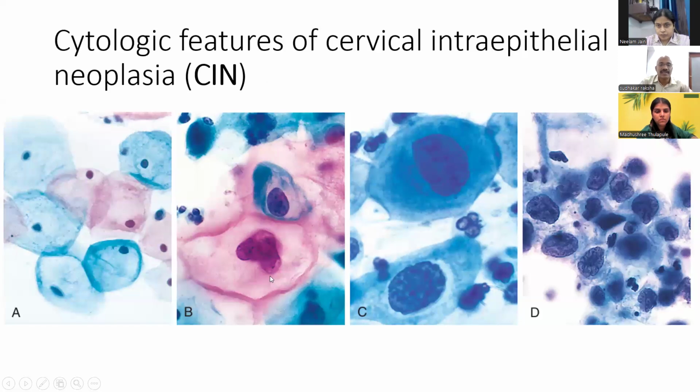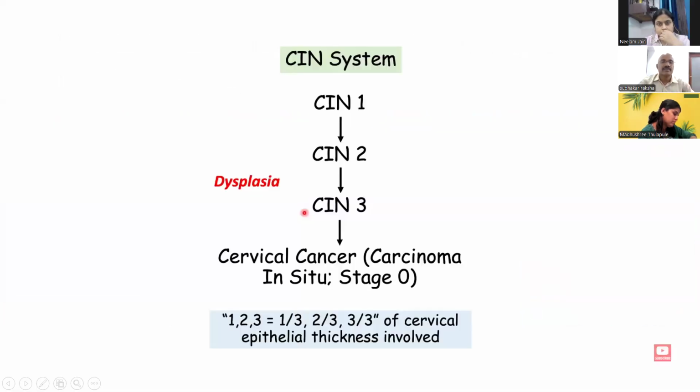So this is LSIL, low grade squamous intraepithelial lesion. The nucleus is enlarged. This is HSIL. The nucleus is very much enlarged. High grade squamous intraepithelial lesion. This is carcinoma in situ. This is cancer. This is what we pathologists do.